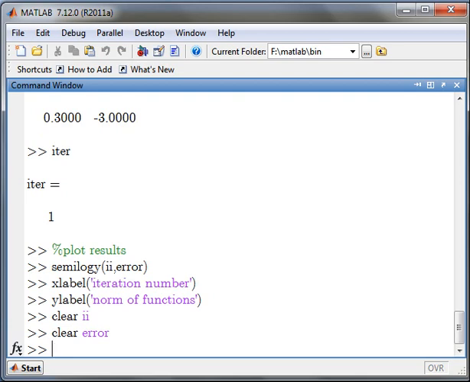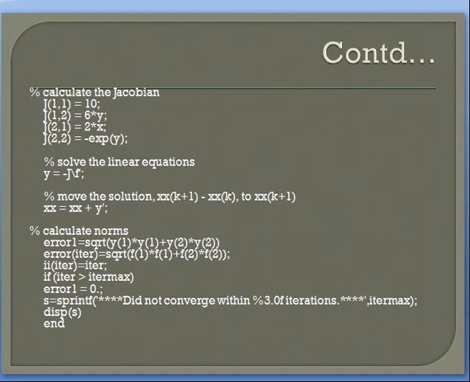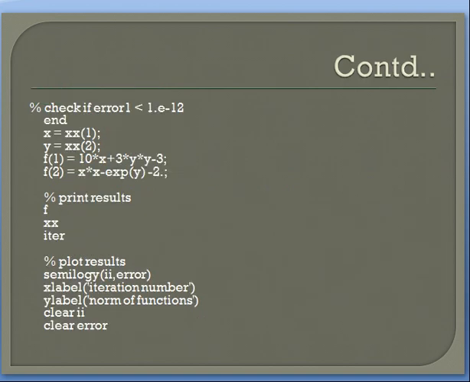Thank you friends. This was all the MATLAB part that we have to do. So we have seen the Newton-Raphson method using MATLAB, and the whole program we have tried on the MATLAB screen as well. This is our program that we have done: calculating the Jacobian, norms, then checking if the error1 is less than the tolerance, and plotting the result of that.